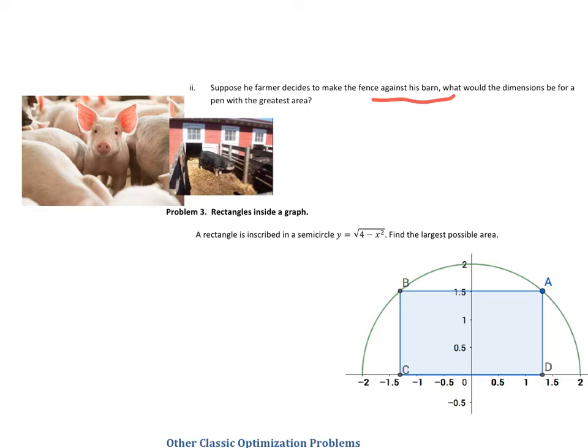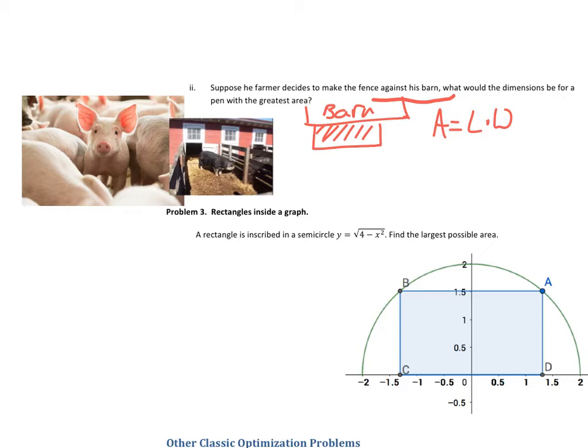So he only needs to use 3 sides. Okay, what dimension should he use for the greatest area here? All right, so his pig pen is going to look like this. Here's the barn going on here, and here's the pen. Okay, well now the area is still length times width. That's still our primary equation because it's a rectangle. Again, we're assuming it's a rectangle, okay?